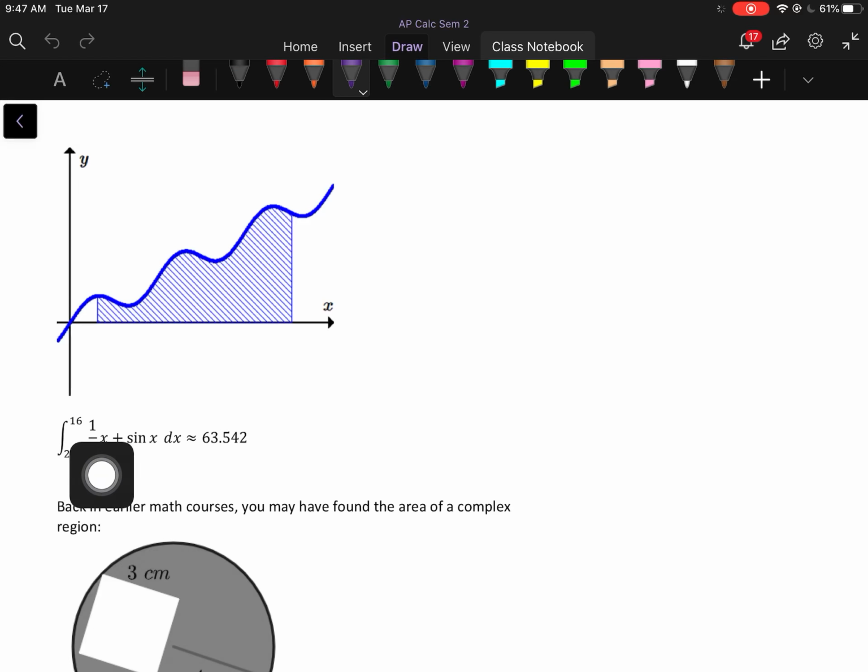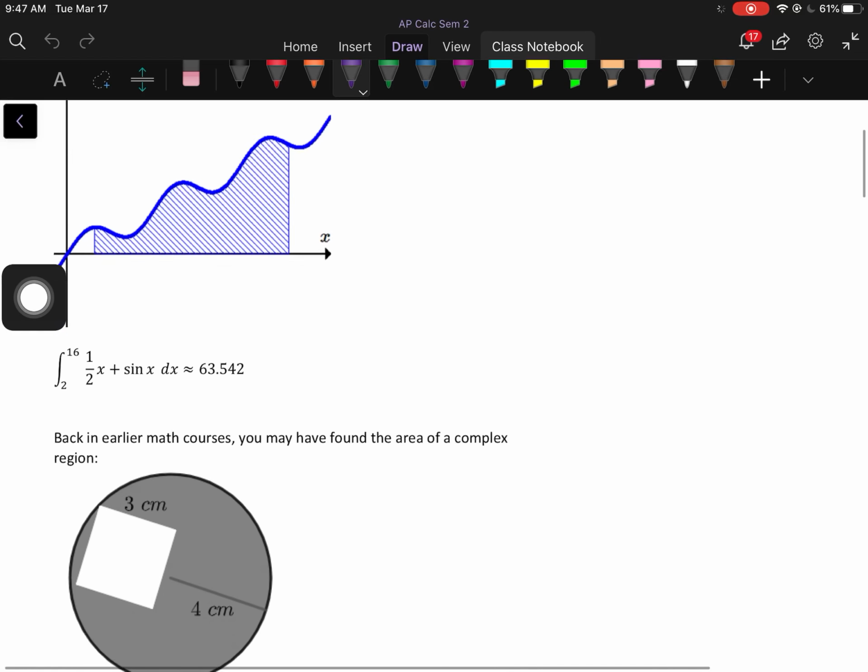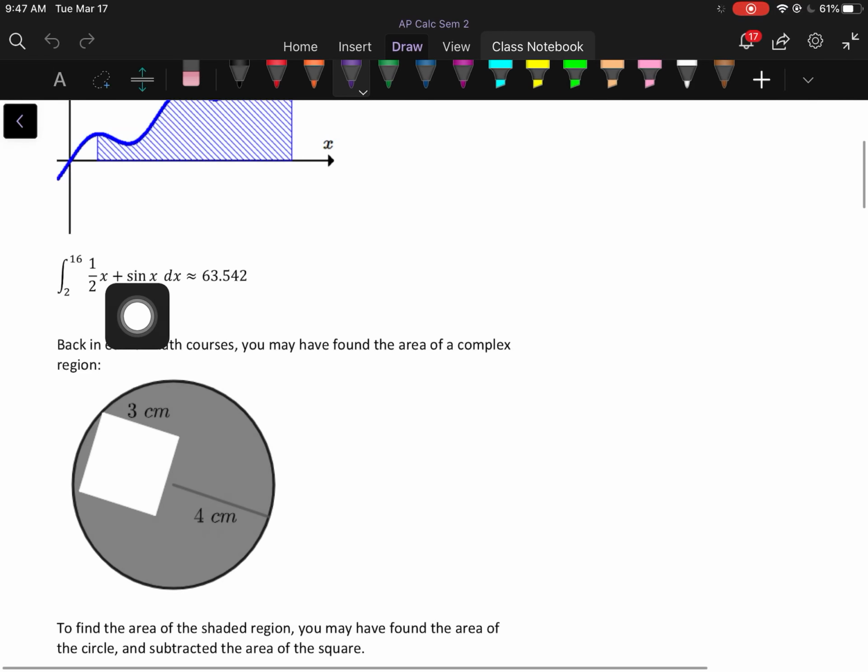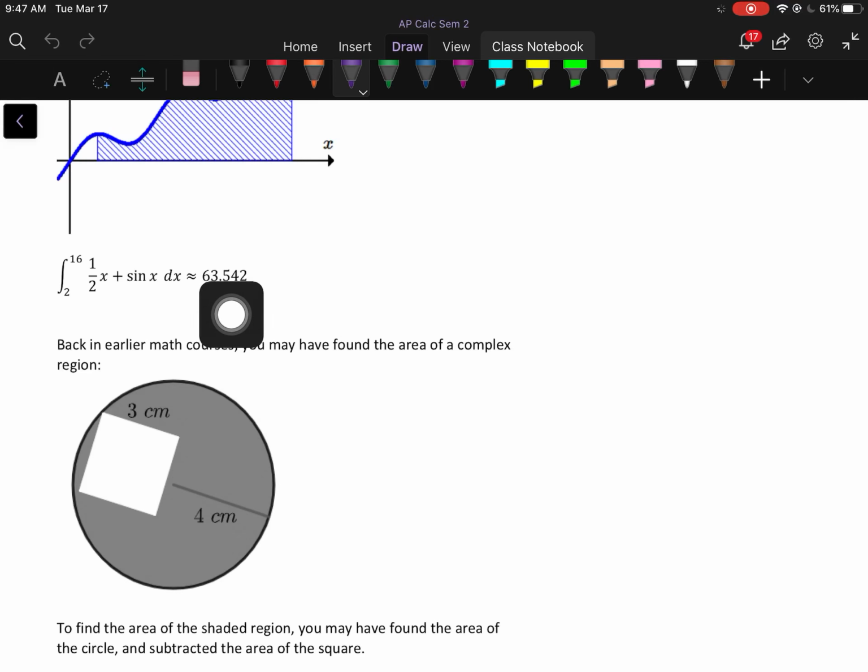We know that this function, 1/2 x plus sine x, integrated from 2 to 16 would yield the area that's shaded in blue here with the diagonal lines. And of course, you can calculate that using your calculator, using algebra, and it approximately ends up being 63.542 units squared.